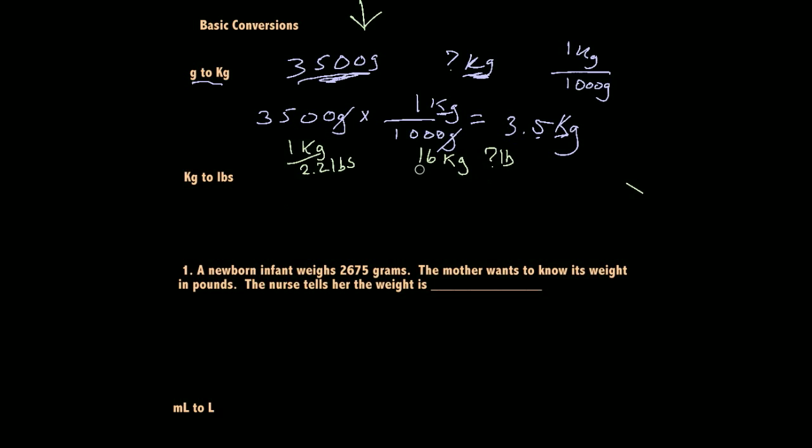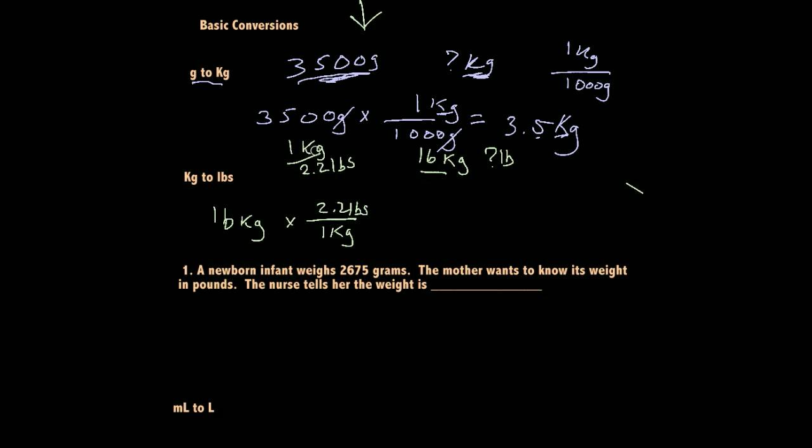I would start with my given, which is this 16 kilograms, or like I said, you can start with your conversion factor. So we've got 16 kilograms, my given, multiply that by our conversion factor, which is for every 1 kilogram, I have 2.2 pounds. Now you may be saying, what the heck just happened there?